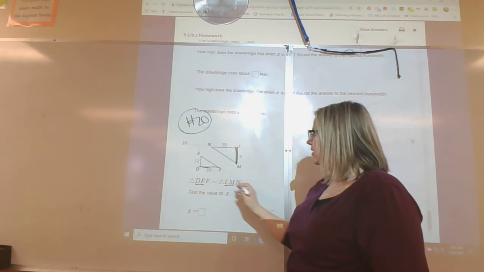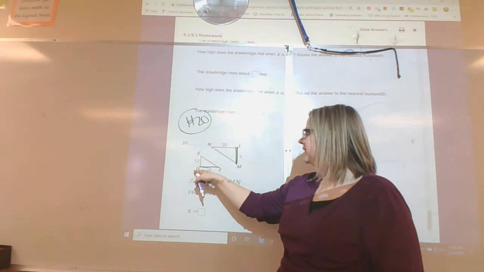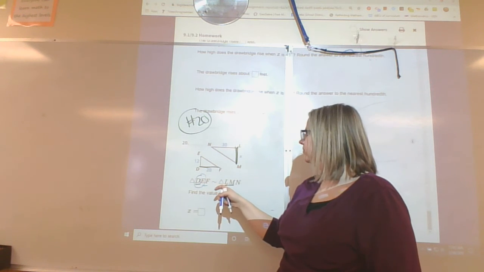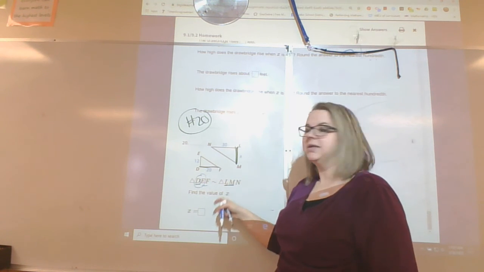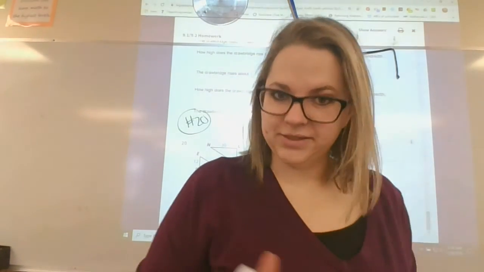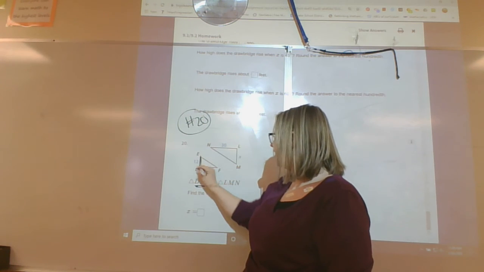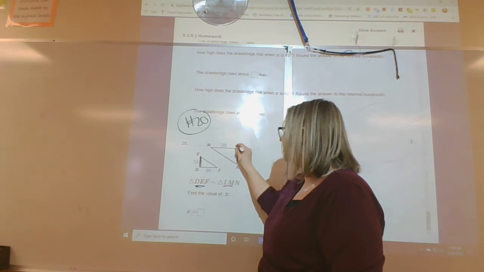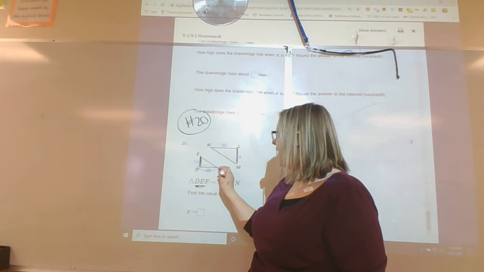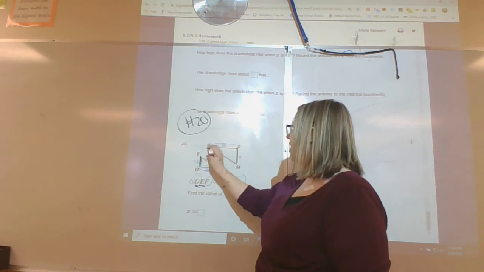And then EF, we don't want EF. We want this other side, DE. So DE, oh, I did that backwards. I'm sorry. Hang on. So sorry, I did that wrong. Let's start again. Okay, so DE here goes with LM. So those two sides go with each other. And then here, DF, D and F go with L and N.